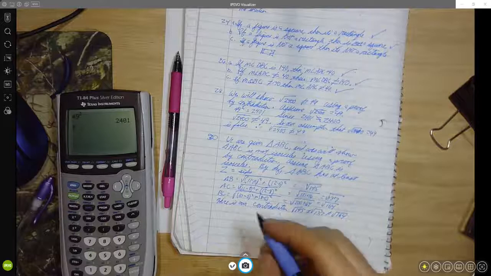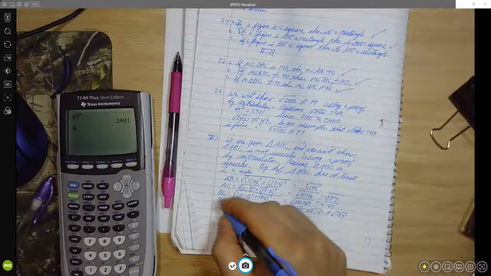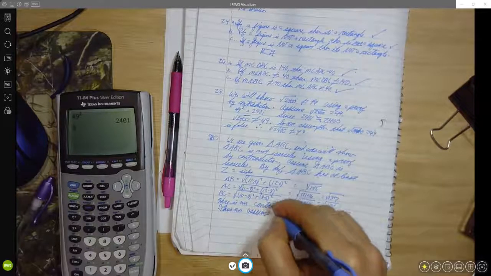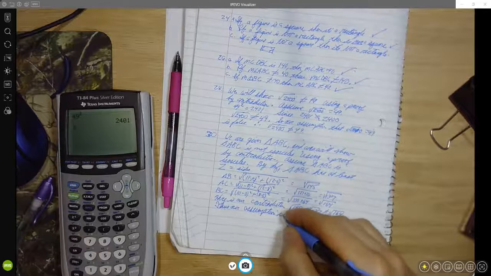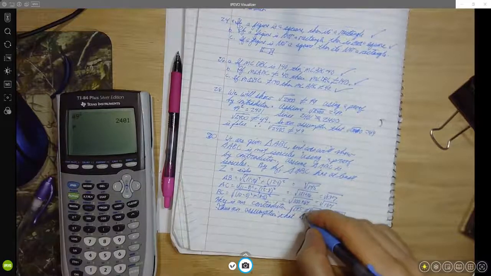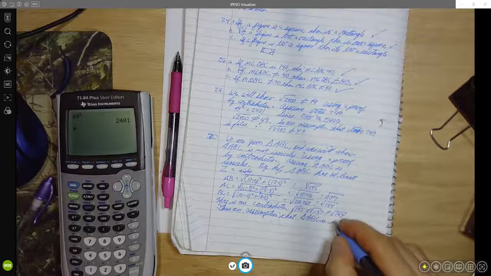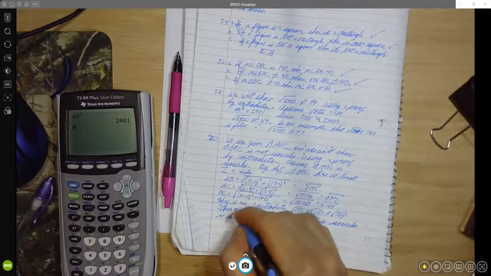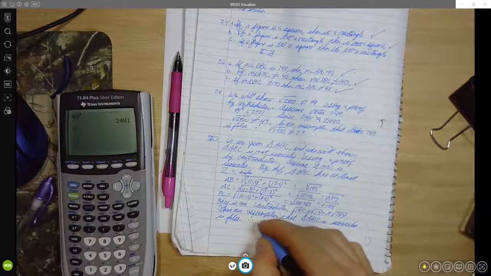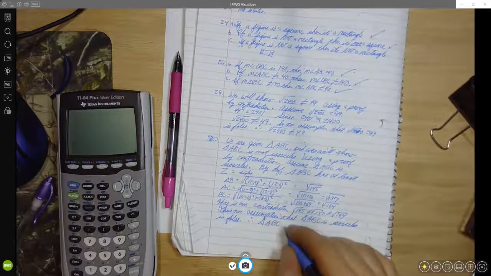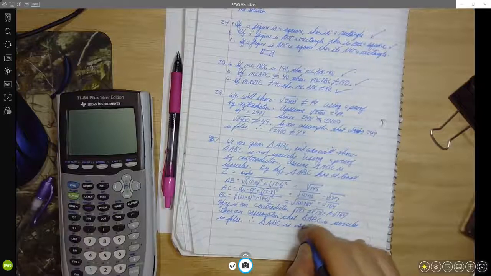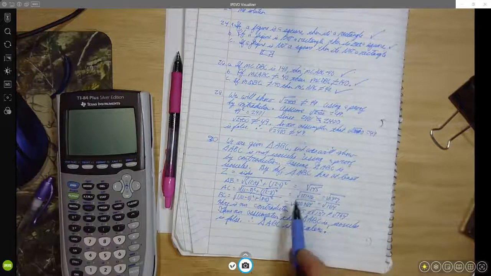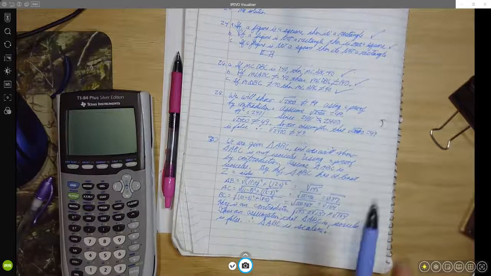Okay, so then we say, thus our assumption that triangle ABC is isosceles is false. Therefore, triangle ABC is scalene, which means not isosceles. So make sure you follow this pattern when you're doing an indirect proof.